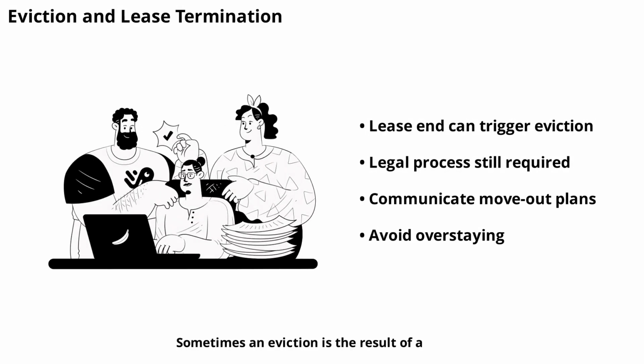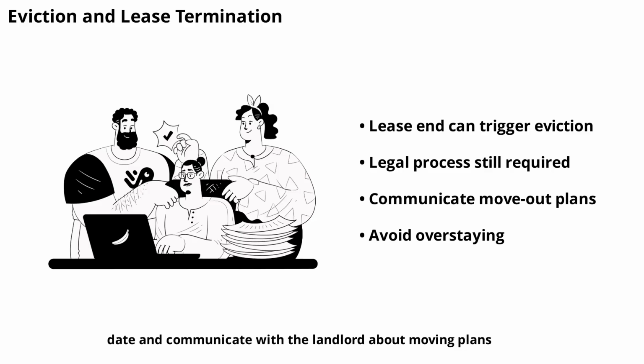Sometimes, an eviction is the result of a lease ending and the tenant not moving out. In these cases, the landlord must still follow the legal eviction process. Tenants should be aware of their lease end date and communicate with the landlord about moving plans. Staying past the lease term without permission can lead to legal action.